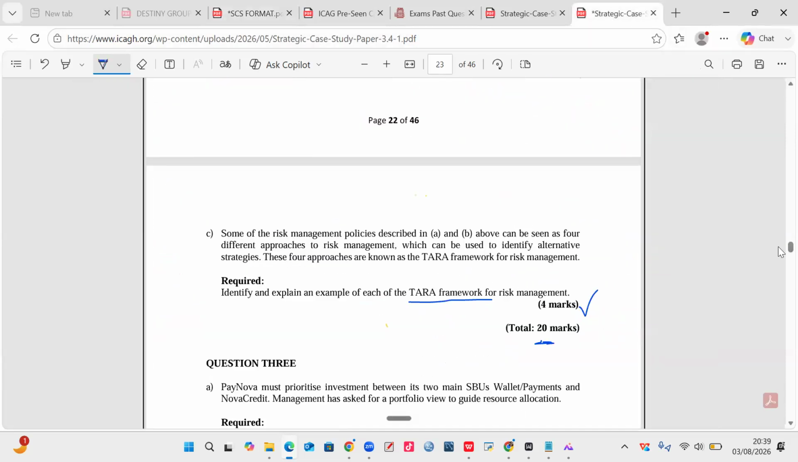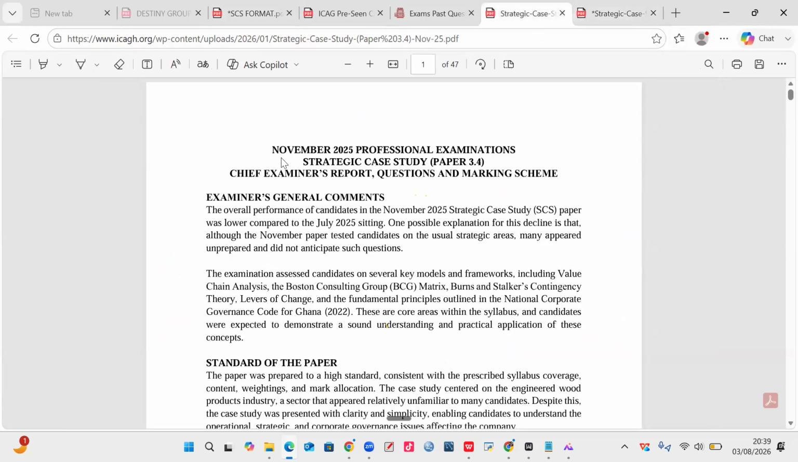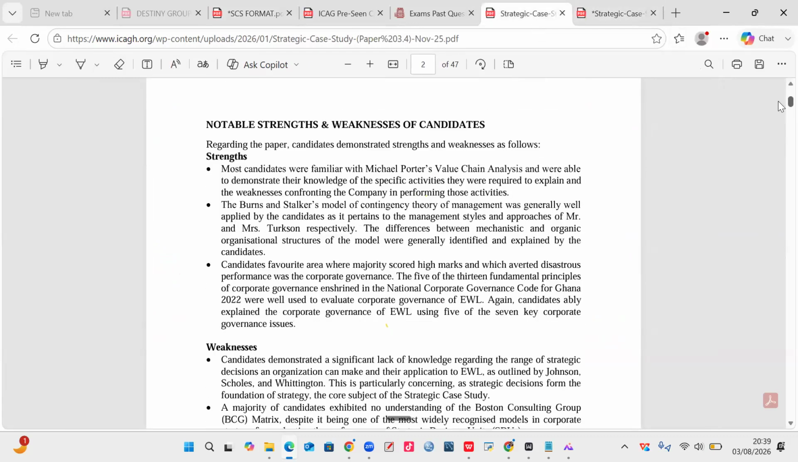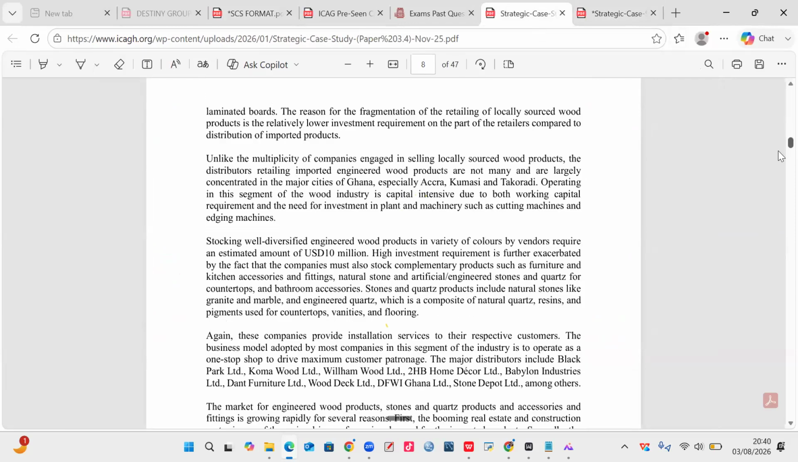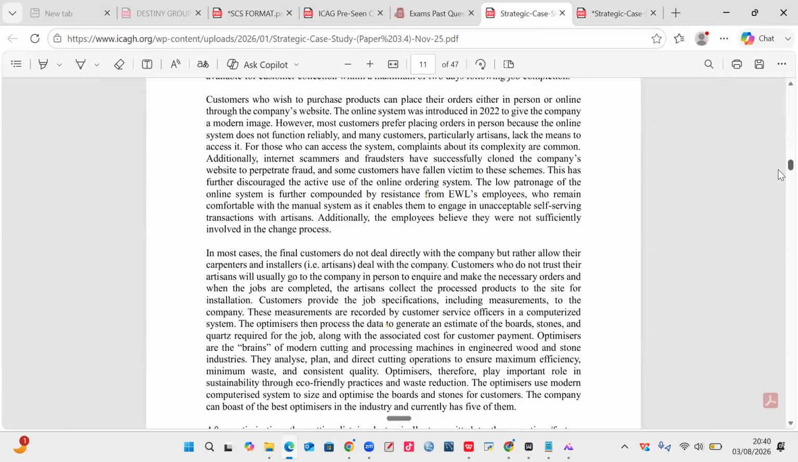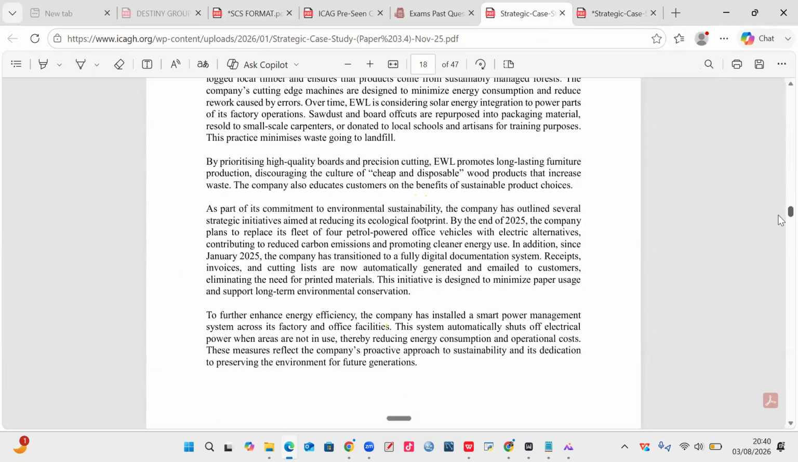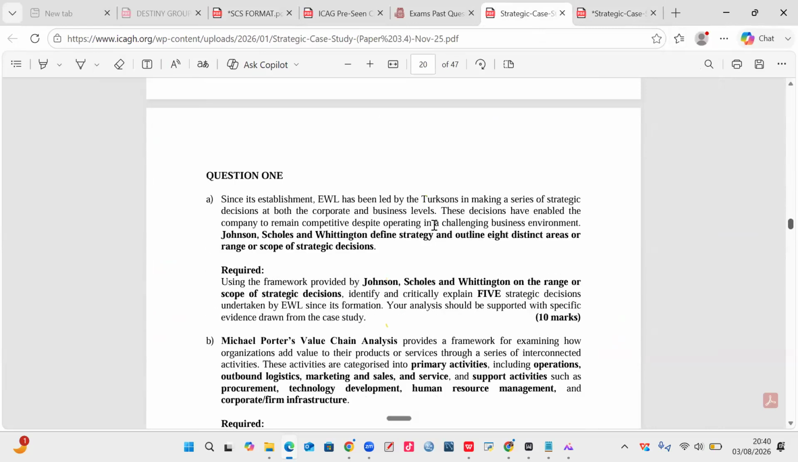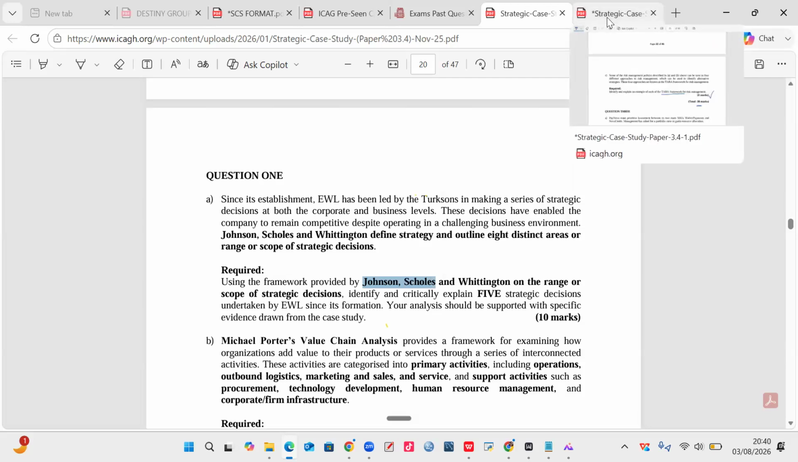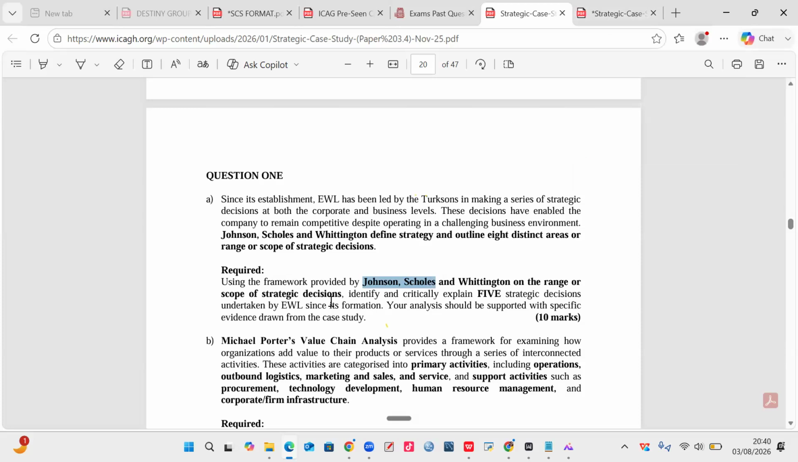Okay, I think I brought in, let me see this. This is November 2025. The same, they pick the questions from the areas, the same. When I'm done, I'll come and speak on the pre-seen. Okay. So you see question 1. Using the framework provided by Johnson and Scholes. So this Johnson and Scholes came in 2025, and in March 2026, they repeated that Johnson and Scholes. They can repeat the Johnson and Scholes multiple times because the case studies are all different.